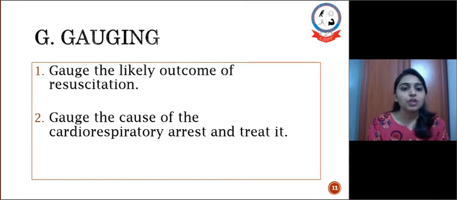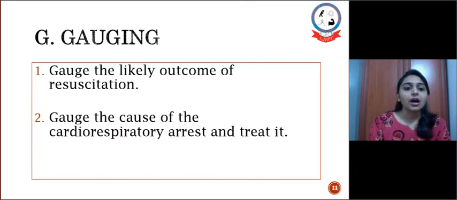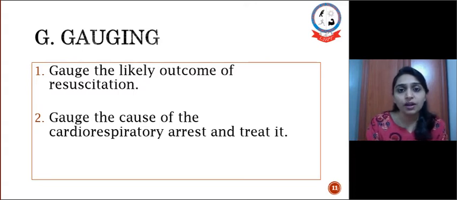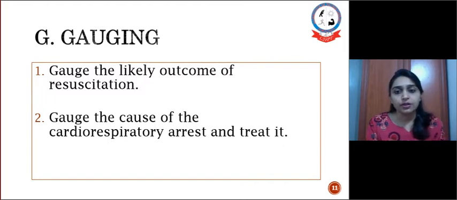Now we need to judge. G means judging. We need to judge the likely outcome of the resuscitation. Whatever the time we have given, and whatever the things we have applied, whether drug or massage or ventilation, everything, we need to see or judge how much of the problem has been recovered. Then judge the cause of cardiorespiratory arrest and treat it.